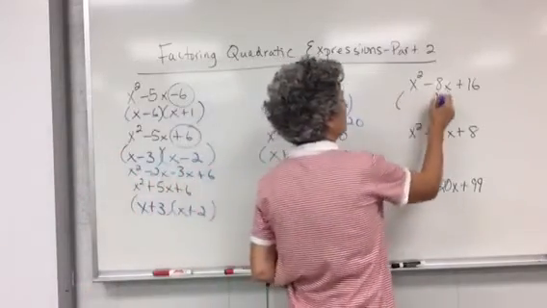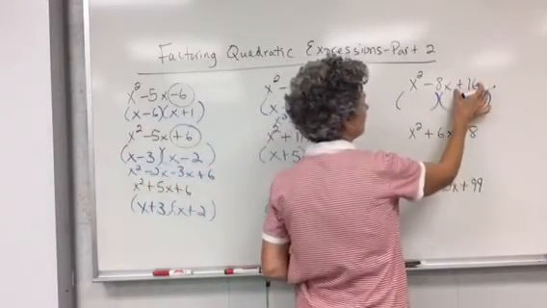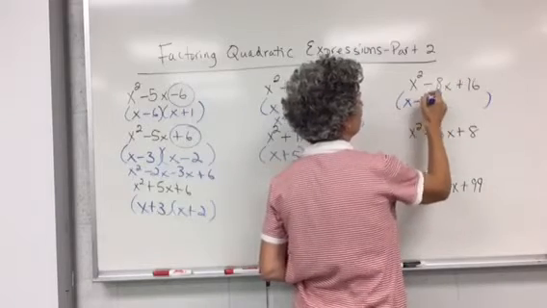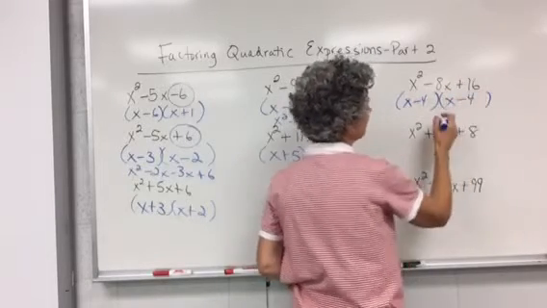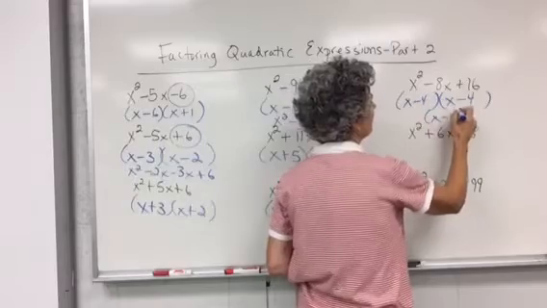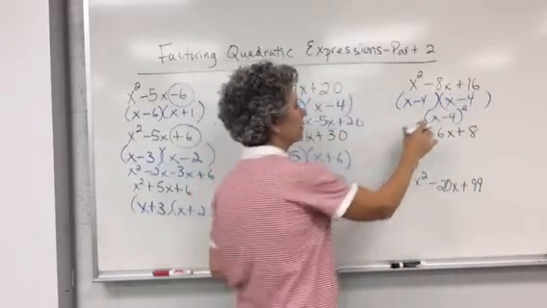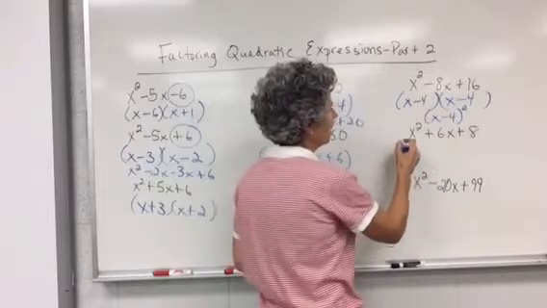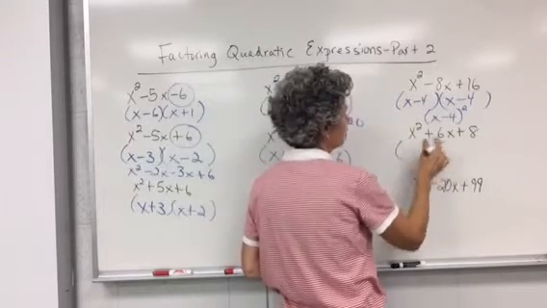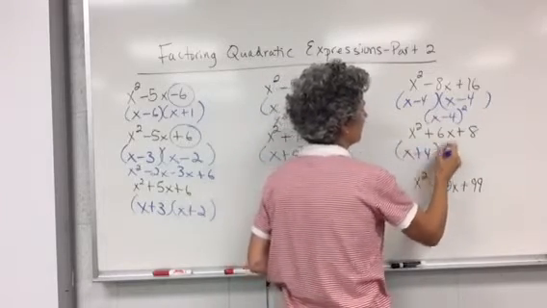Okay, two numbers that have a product of 16 and a sum of 8. That would be x minus 4, x minus 4. And sometimes you write that as x minus 4 quantity squared. When you get into parabolas, you'll see that, and that has a special meaning. Two numbers, product of 8 and a sum of 6. That would be x plus 4 and x plus 2.